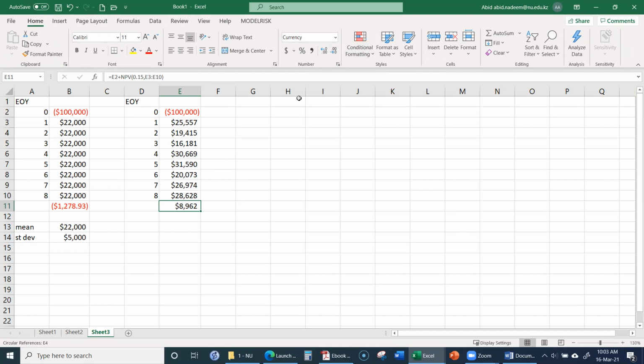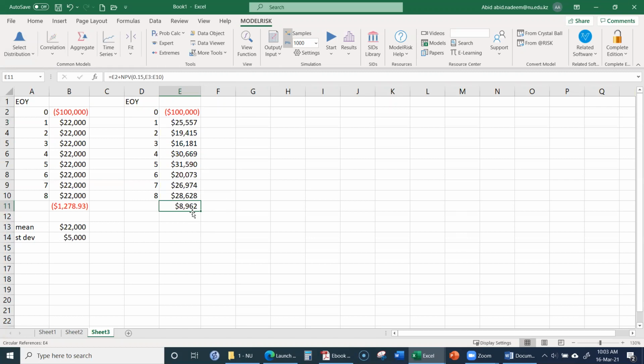In this case, what I have got is a value of $8,962 based on these shown values. So this is for the net present value forecasted. And then you can see that each time it is changing as well.